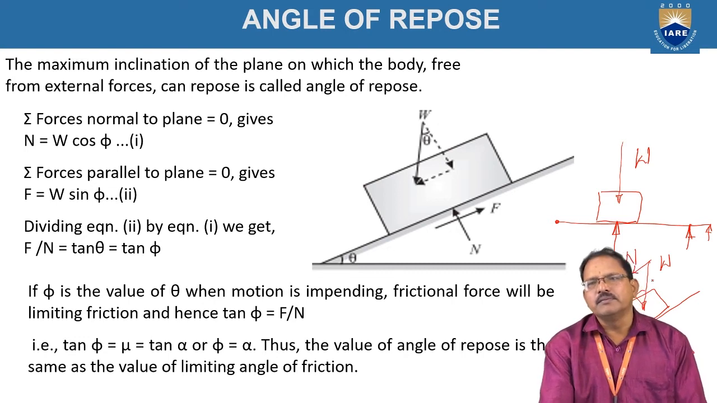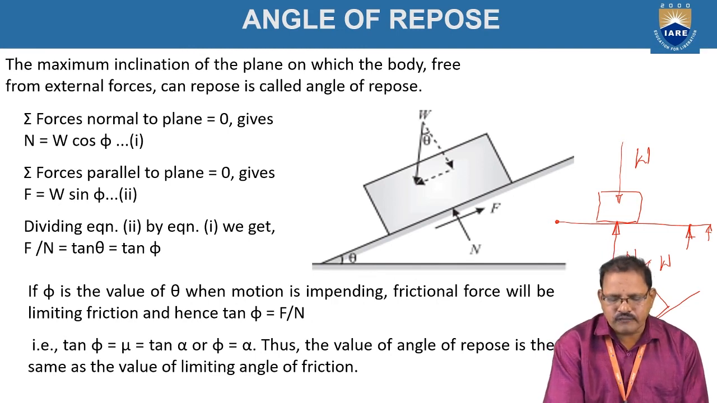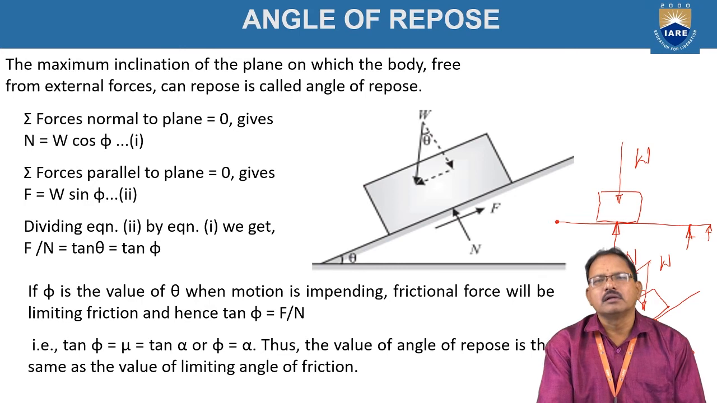At this moment, the frictional force F becomes F equal to W sin theta, where theta represents the inclination of the plane at which the body tends to slide downward. This inclination of the plane is called the angle of repose.